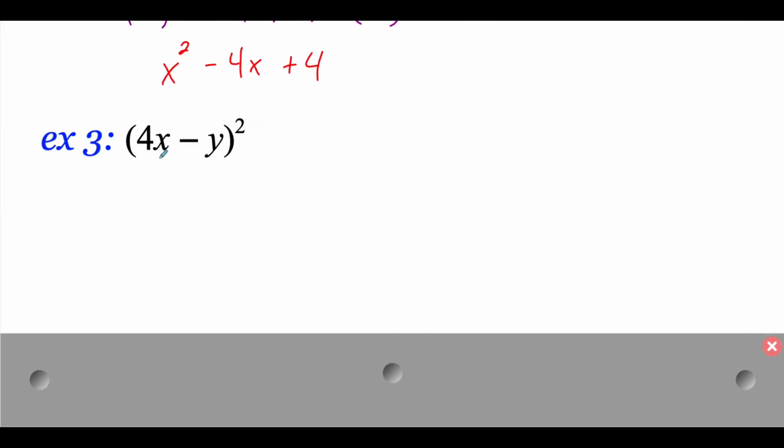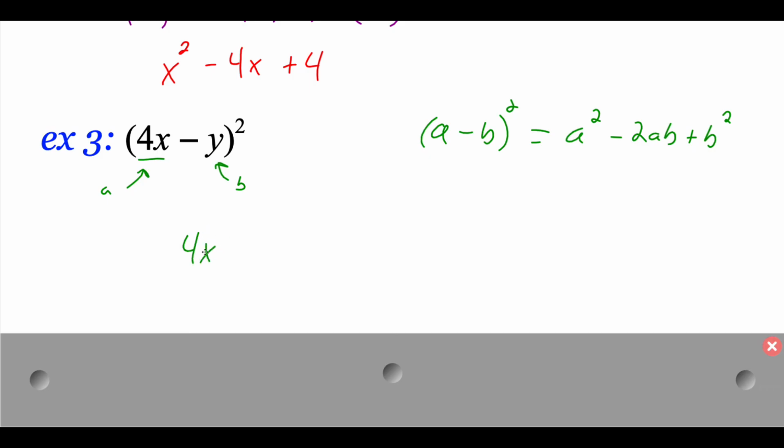Now in this example, we've got 4x minus y being squared, so it's going to be a lot like that subtraction one that we just looked at. So we've got a minus b, and we're squaring it, so we're going to do a squared minus 2ab plus b squared. So in this case, the 4x is the a value, and the y is the b value. So first, I'm supposed to take a and square it, so 4x and square that, minus 2 times the a value, so 4x times the b value, which is y, and then plus the b value, so y squared.